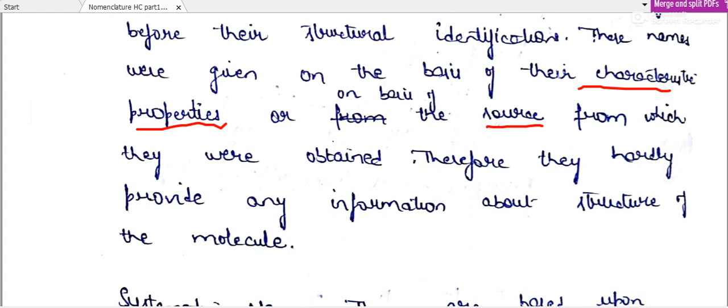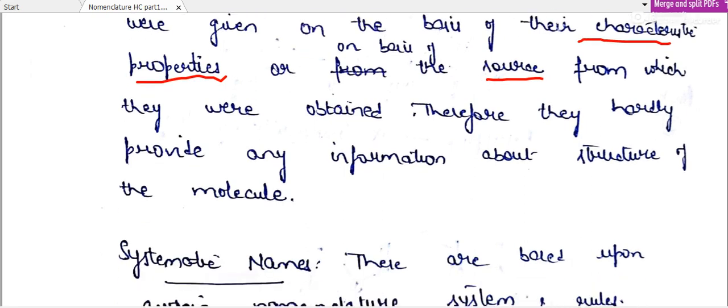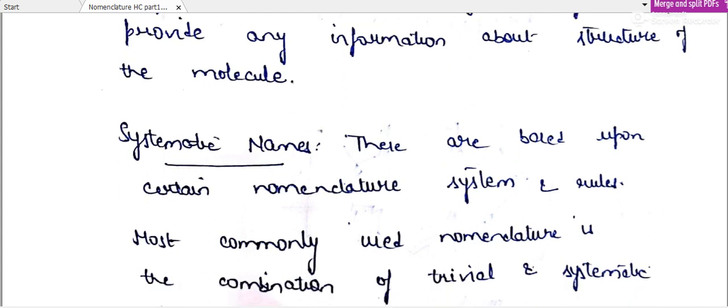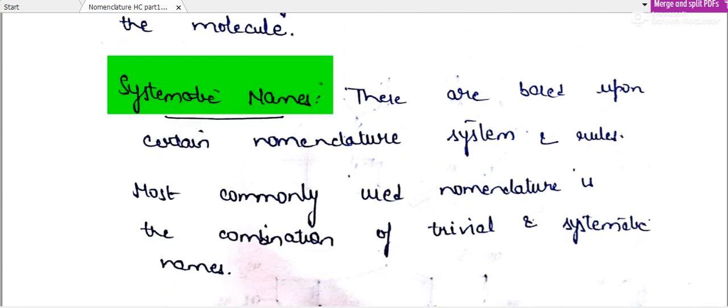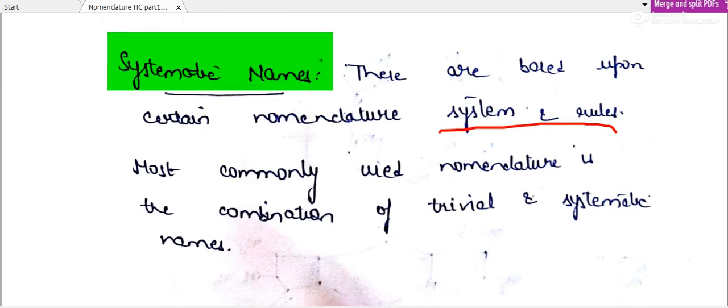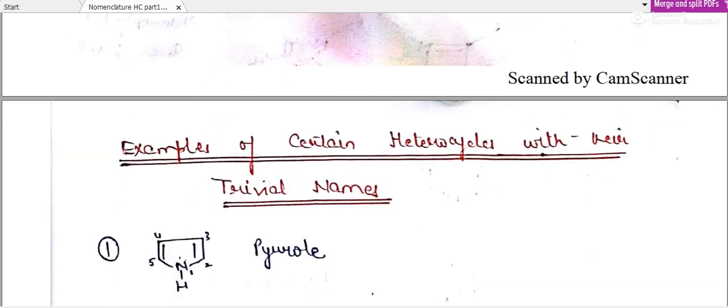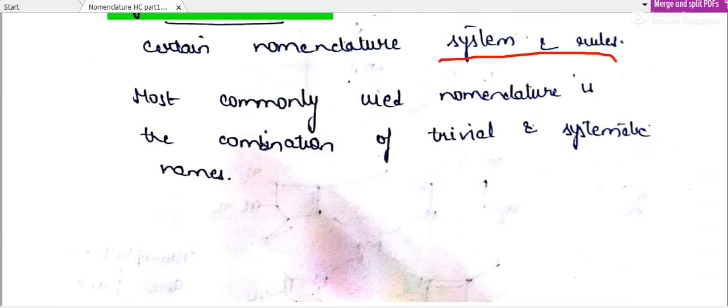On the other hand, the second type of system which deals with naming of heterocyclic compounds is the systematic system. Systematic names are provided on the basis of certain rules and regulations. So these you don't have to remember. You have to remember certain rules, and on the basis of those rules, you will be giving the names to the heterocyclic compounds. Most commonly, we use a mixture of these two systems, that is, a combination of trivial and systematic names.